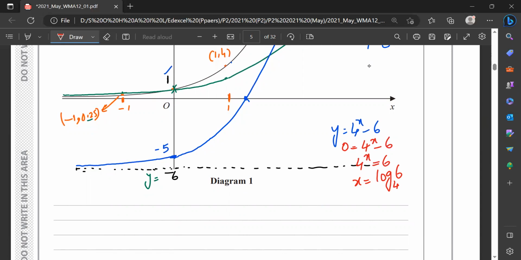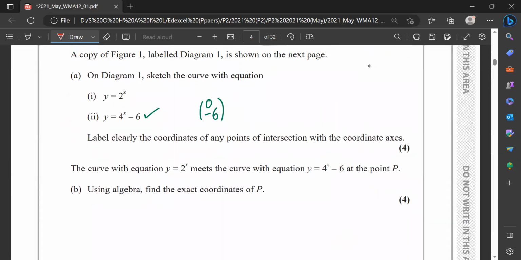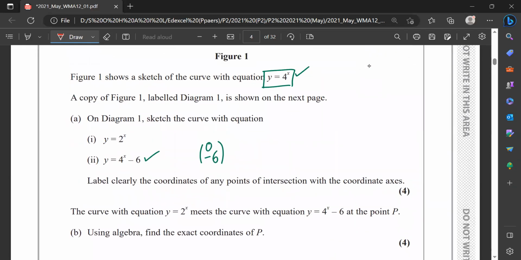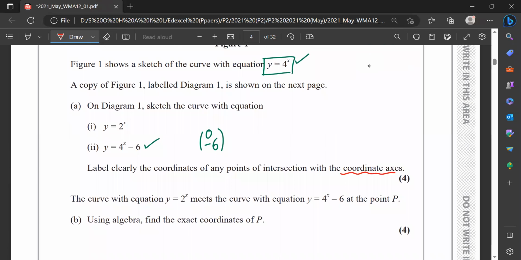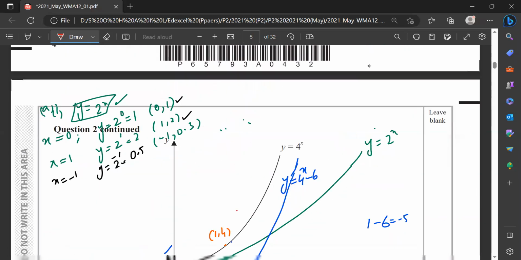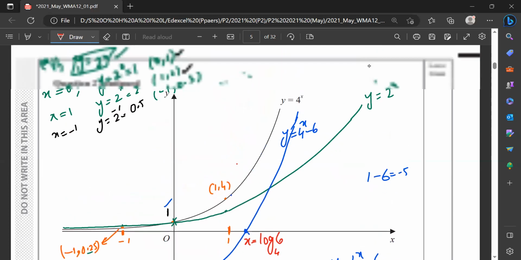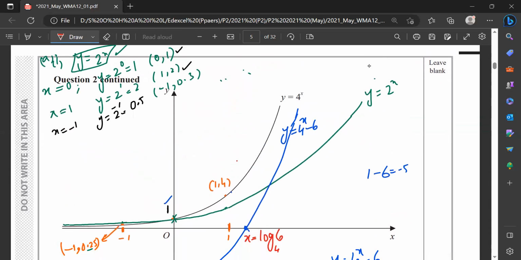So this value when y equals 0 is x equal to log of 6 to the base 4, because this was the requirement: to find the points where the graph crosses the coordinate axis. Crosses the coordinate axis means x and y axis. So yes, we have all the graphs there: y equals 4 power x, y equals 2 power x, and y equals 4 power x minus 6.